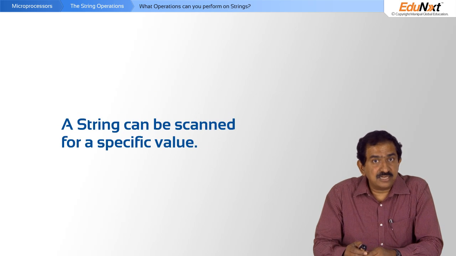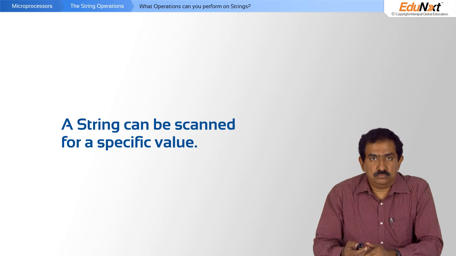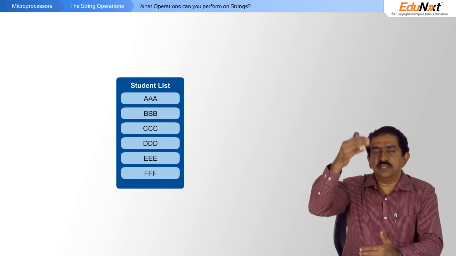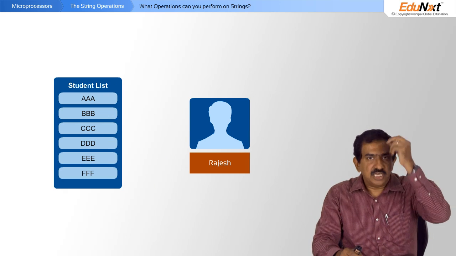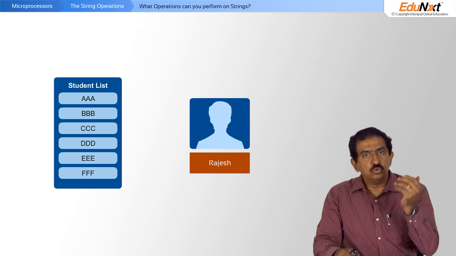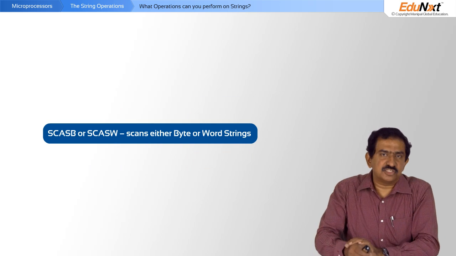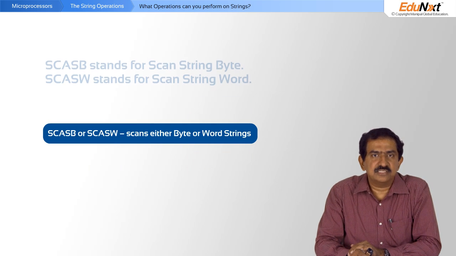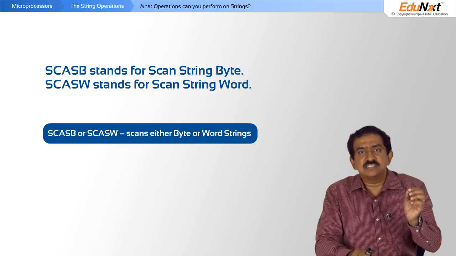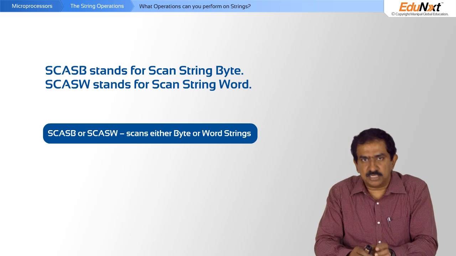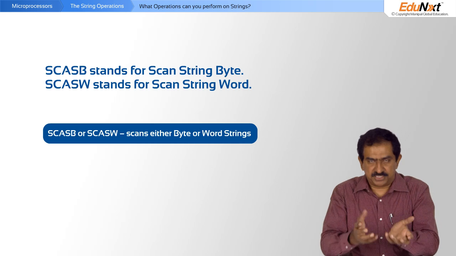You can scan a string for a value. So let's say you got all the names of all the students, and you want a specific student called Rajesh. Is he there? So you could automatically do this with this one instruction called SCAS. SCAS is scan string, and you have SCASB or SCASW, which is scan string byte or word.